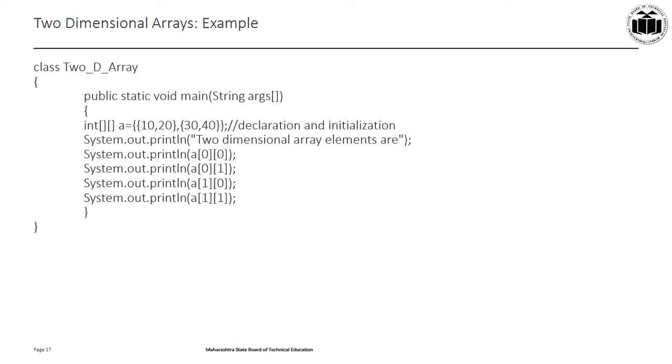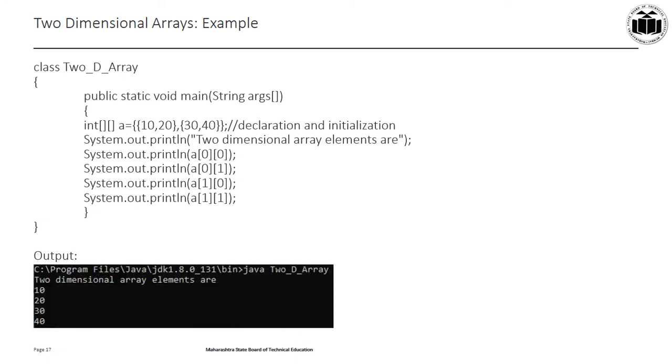So after executing this, the output will be like that. So in this way you can implement a two-dimensional array with the help of a simple example. In this example you can see how to declare a two-dimensional array, how to initialize the values of that array, and how to access and print those array elements. So here my array is 2 by 2. That means the total elements of the array is 4.